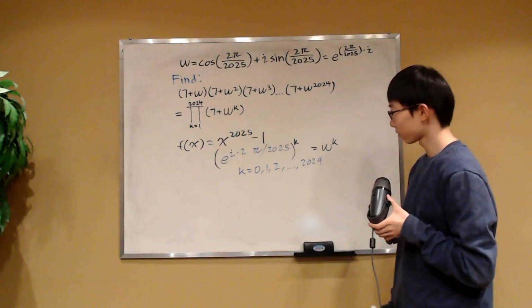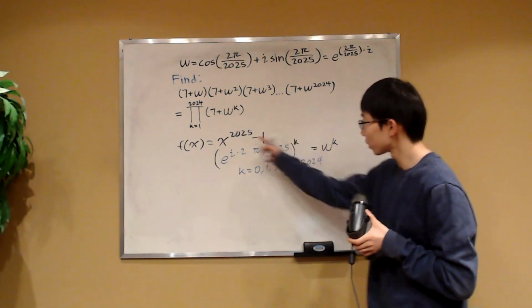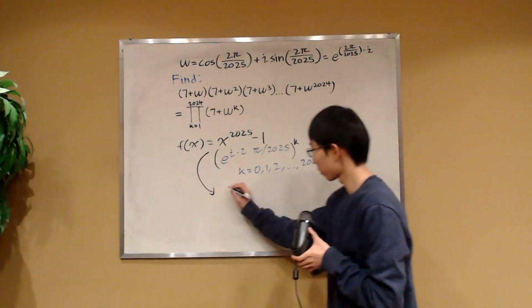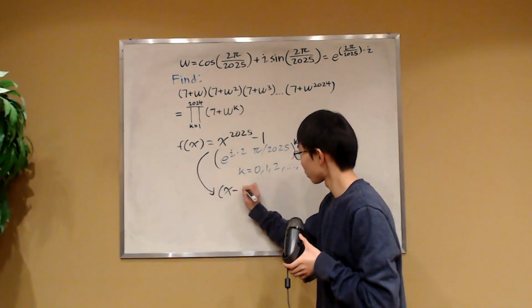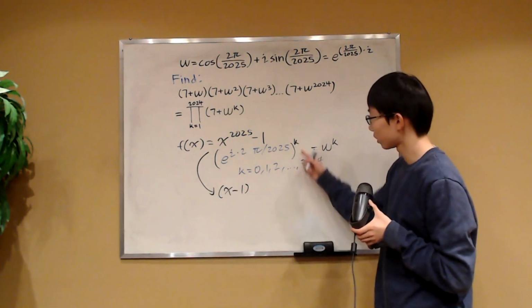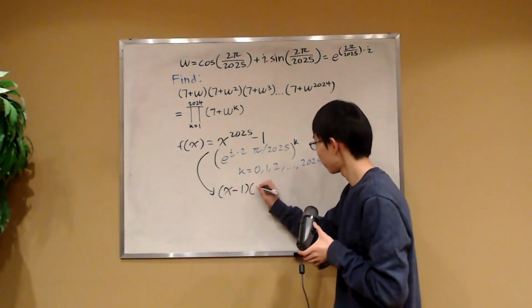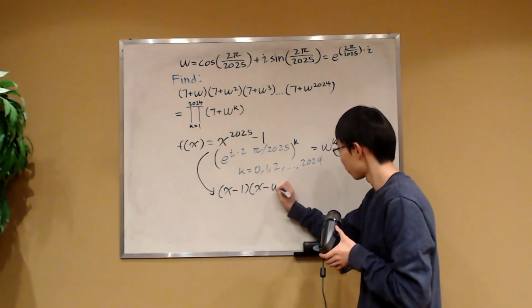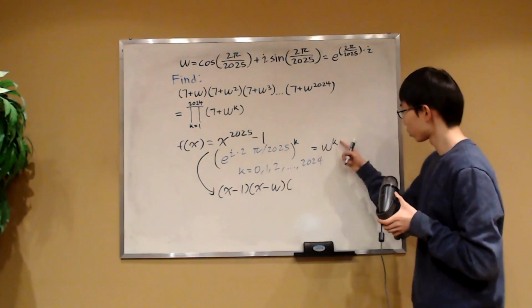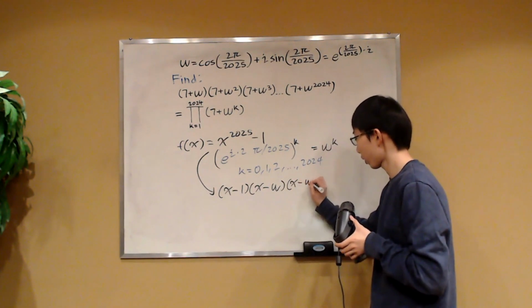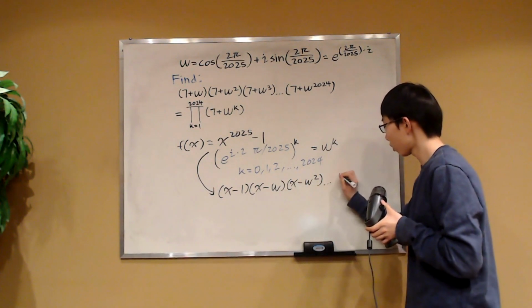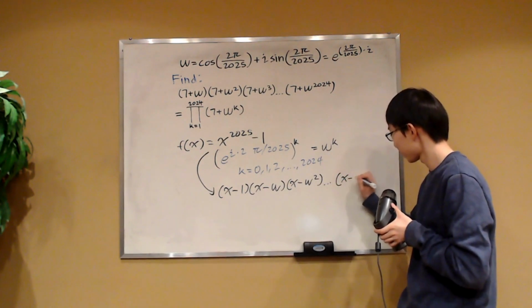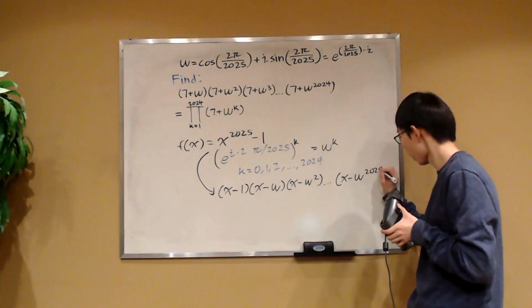Now, notice this. Because these are the roots, the polynomial can be written in factored form. In particular, it is x minus 1, so that's when k is equal to 0. As you can see, that becomes 1. And then k equals 1, so that'd be omega to the 1. So that's x minus omega. And then when k is 2, this would be omega to the second power, or square, of course. And it goes on and on all the way to the 2024 power. So this would be x minus omega to the 2024.